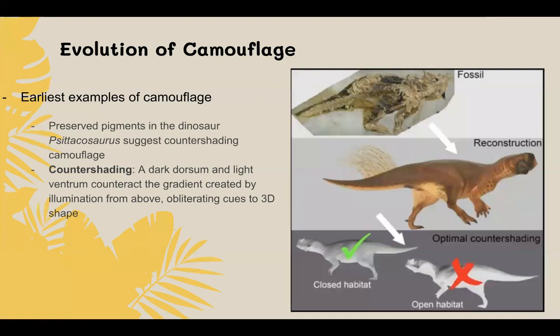So actually, camouflage existed a long time ago. And the first example I want to show you guys is about dinosaurs. One paper named 3D camouflage in an ornithischian dinosaur reports that preserved pigments in the dinosaur Psittacosaurus suggest counter-shading camouflage. So what is counter-shading? Counter-shading is a dark dorsum and light ventrum that counteract the gradient created by illumination from above, obliterating cues to the three-dimensional shape.